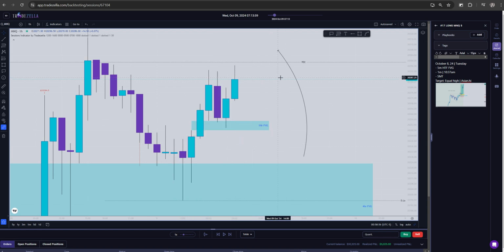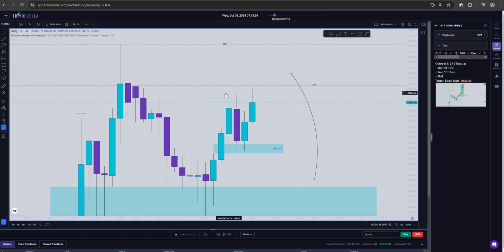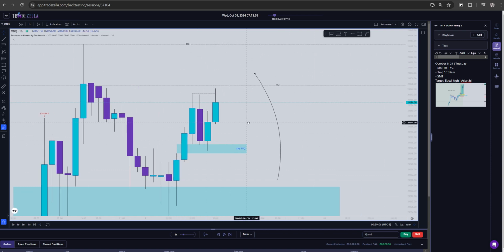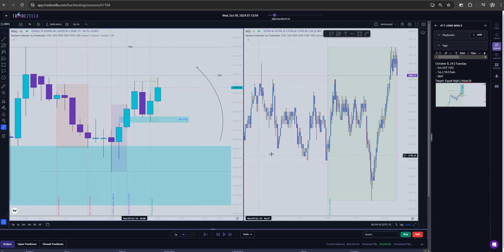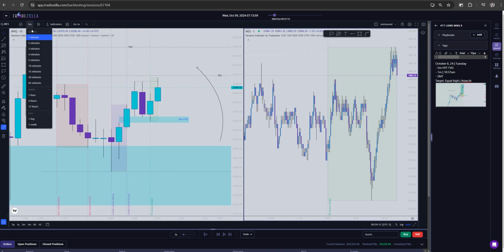FVG. Okay. Alright, so it looks like it took up this high as well. So it went up, but there's a possible chance we might want to go up there too. Let's open the second window. On this right hand side is MES. Let's look down to the 1 hour, right?